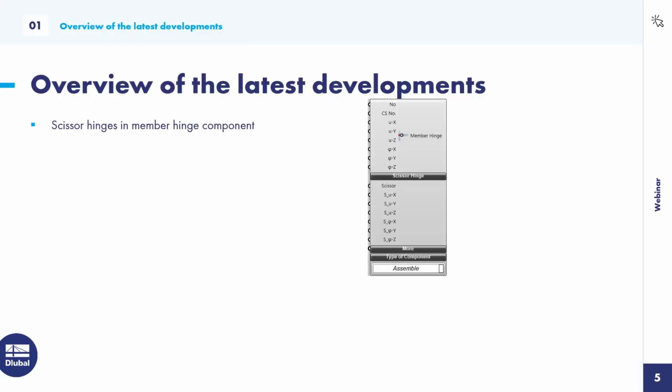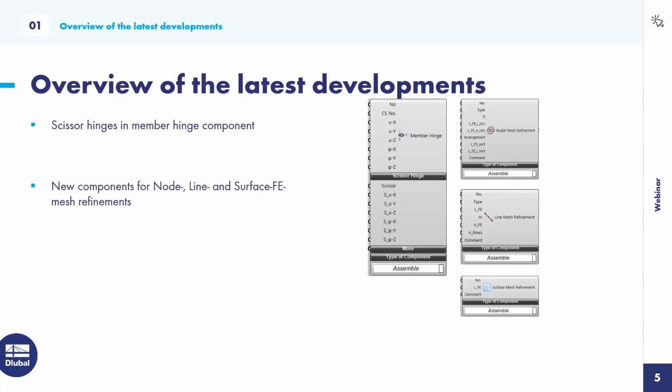By the way, most of those implementations came from customer wishes. So in case you are missing something in the plugin, please feel free to contact us. The first little feature that we implemented were the scissor hinges in our member hinge component. Additionally, we developed 3 new components for the nodal, line, and surface FE mesh refinements. So now you can control the finite element mesh on those objects. In the upcoming update of the plugin, we will also implement a new component which will allow you to control the global FE mesh setting.